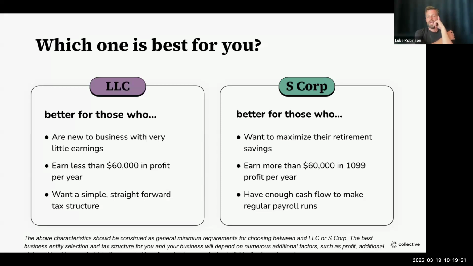An S Corp, though, is better for people that earn more than $60,000 a year in 1099 profit or self-employed profit. And also people that want to maximize their retirement savings. When you're self-employed, there's more things you can do with retirement and more money that you can save for it. And then also for an S Corp, it's also a good idea to have enough cash flow to make regular payroll runs, to make it happen.